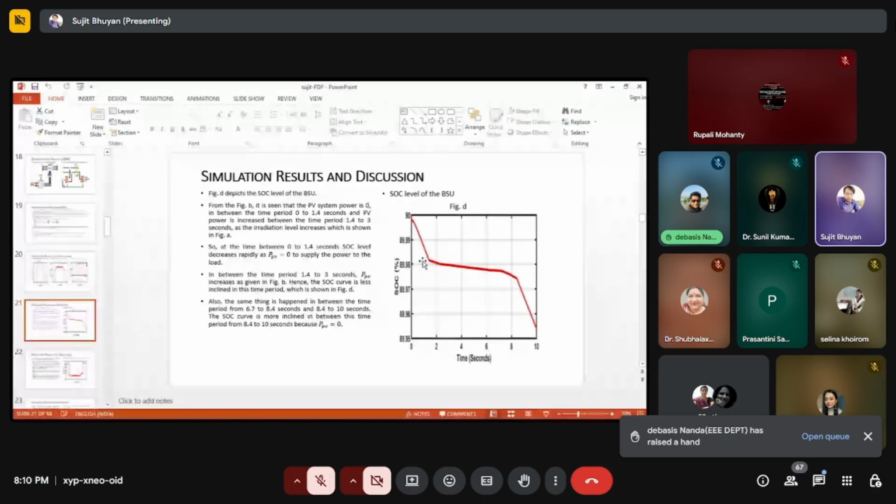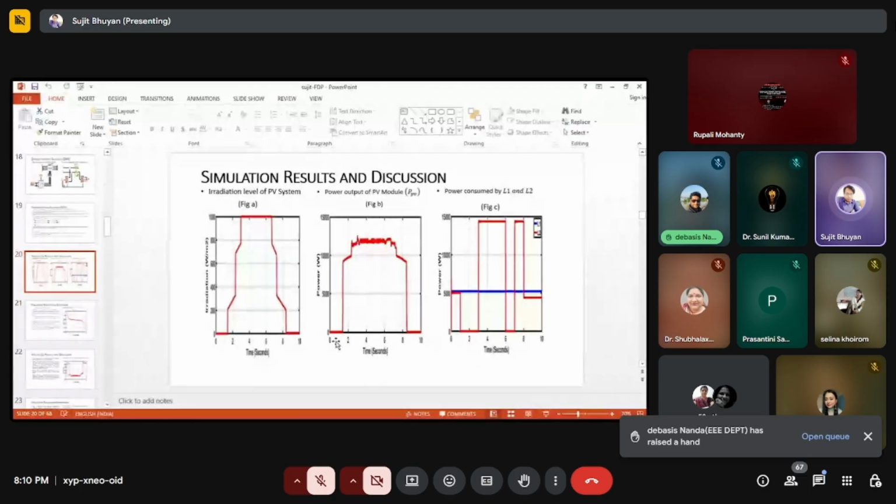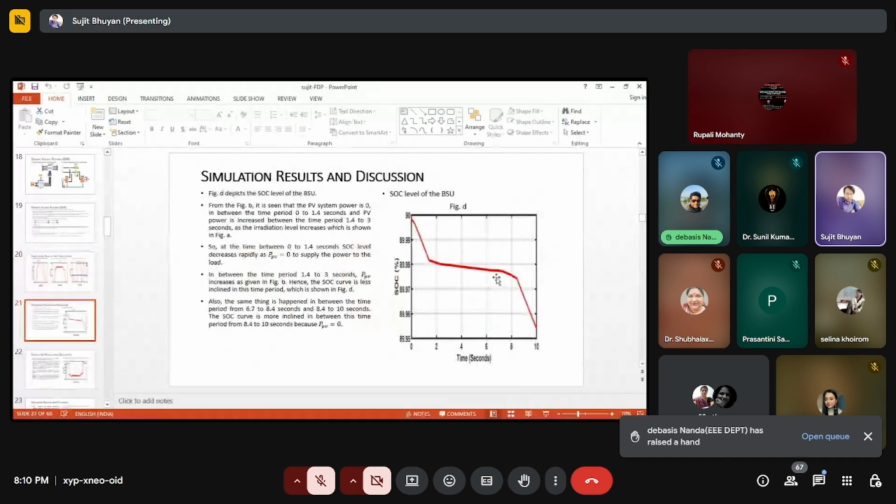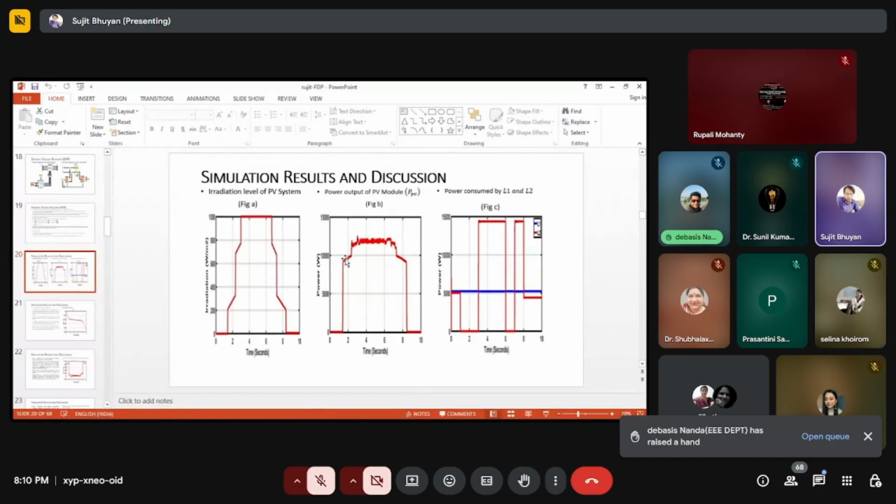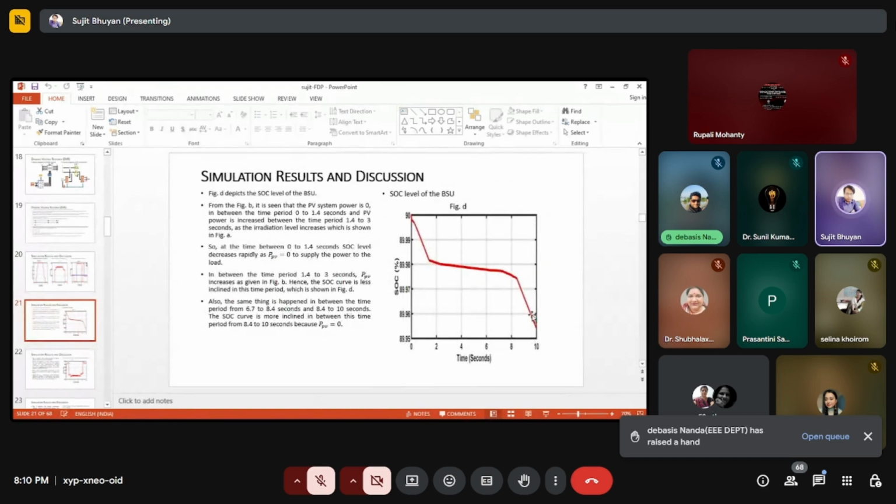And see here, from around 1.4 seconds to 2 seconds, the irradiation increases and the power also increases. Within this time period, the SOC is not decreased in a drastic manner. It is inclined somewhat, so it is not decreased, and this continues till around 8.2, 8.3 seconds. It happens because the power is in good condition. Again, see, the power decreases to 0, and again the SOC level decreases in a drastic manner. So my control circuit works very well here. Okay, you can understand that point also.